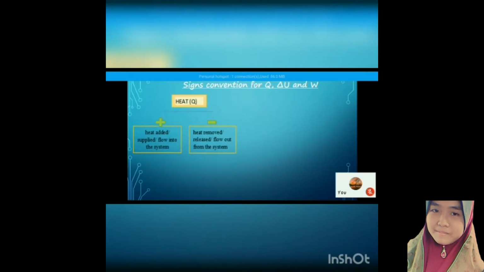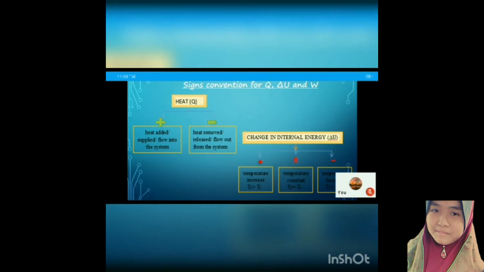Sign convention for Q, delta U and W. Heat positive: heat added or supplied or flowing into the system. Heat negative: heat removed or released or flowing out from the system. Change in internal energy, delta U positive: temperature increase. Delta U equal to 0: temperature constant. Delta U negative: temperature decrease.